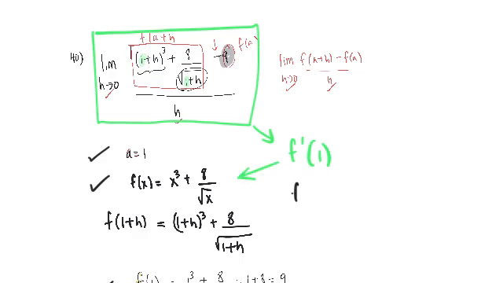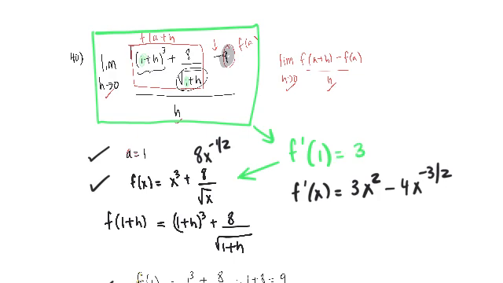So f prime of x first will be 3x squared, and then you have to think of this as 8x to the negative 1/2, and use the power rule to get negative 4x to the negative 3/2. That's your f prime. And f prime of 1 then would be equal to 3 minus 4, which is negative 1. So that's how you get negative 1 for that. Okay, I'll show you one more.